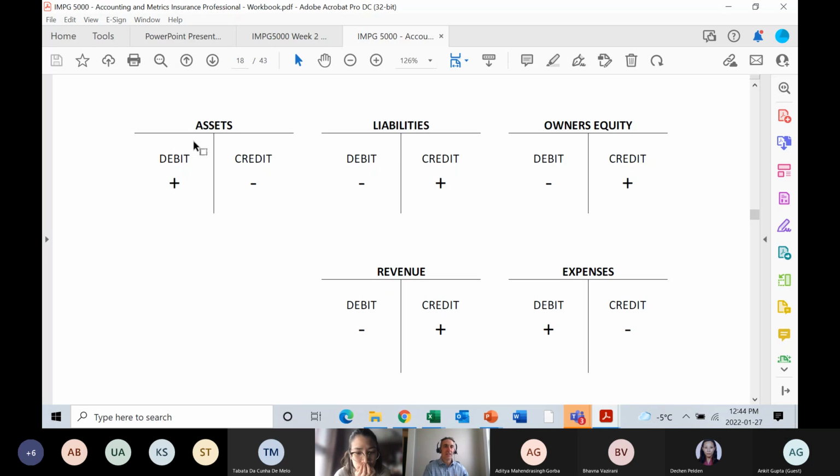So it's a debit accounting transaction for the insurance company whenever there's an increase in cash or an increase in any type of asset. That's probably where that question is coming from: an increase in cash is a debit, regardless of what the bank statement may say.